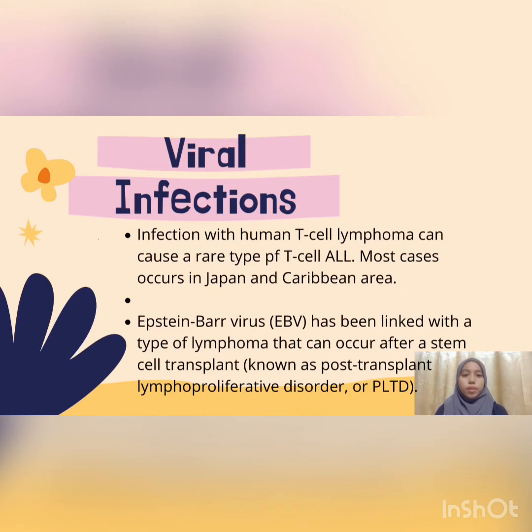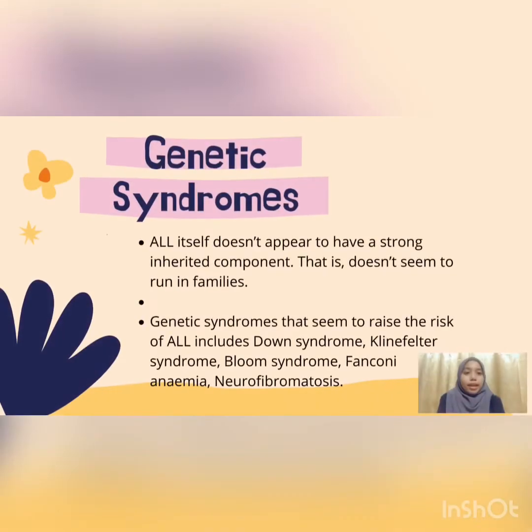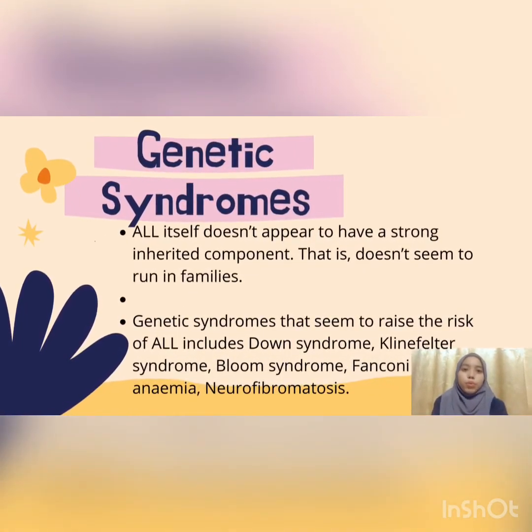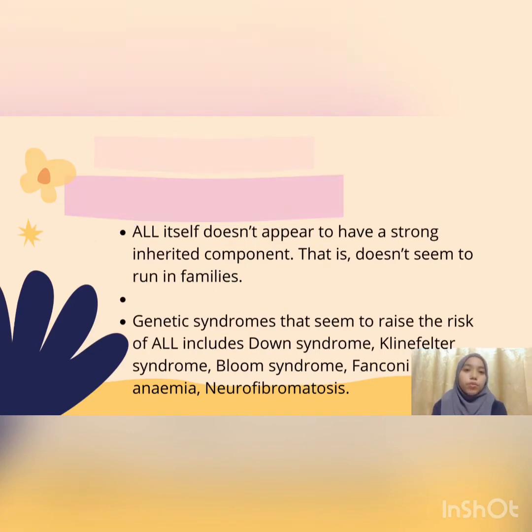Infection with human T-cell lymphoma virus can cause a rare type of T-cell acute lymphocytic leukemia. Most of these cases occur in Japan and the Caribbean area. Next is genetic syndrome. Genetic syndrome is seen to be one of the factors that may increase the chance of getting this acute lymphocytic leukemia. For example, people who have Down syndrome, Klinefelter syndrome, or neurofibromatosis.